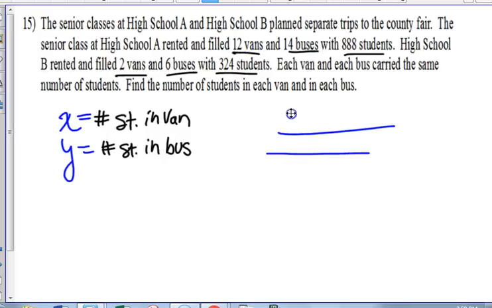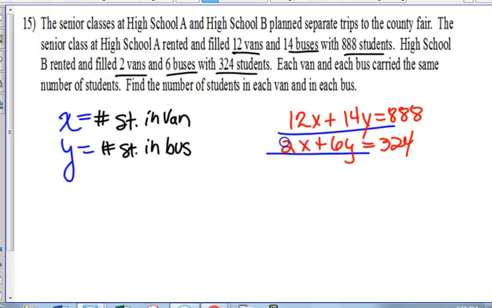12 vans would be 12x, plus 14 buses would be 14y. We got 888 students in there. Who's got the other equation for me? Okay.